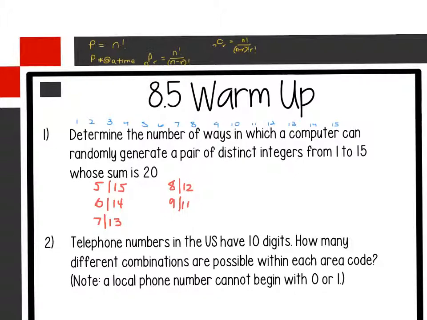Now, is it different if the computer randomly generates 15 first and then 5 the second time? It is different. That's a different way to get the same sum. So if there are 5 this way, there are 5 the reverse way. 15, then 5, 14, then 6, 13, then 7, 12, then 8, 11, then 9. Which means there are 10 ways to generate distinct integers that sum to 20.